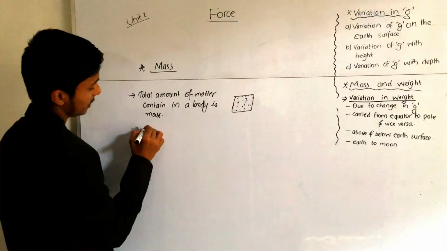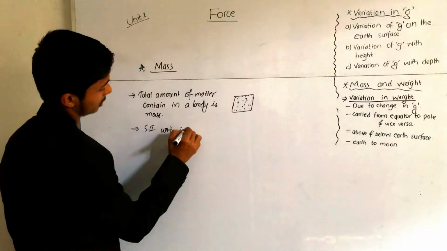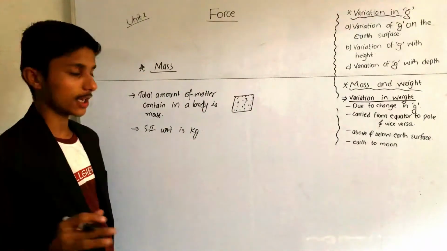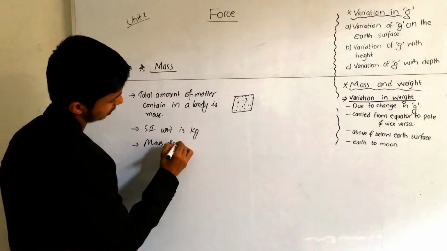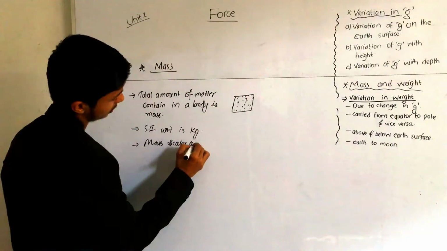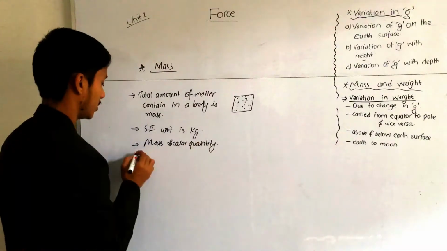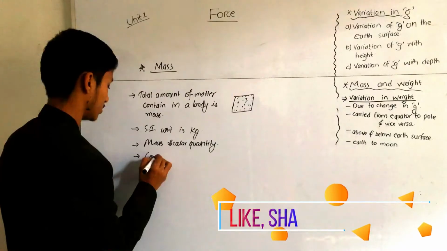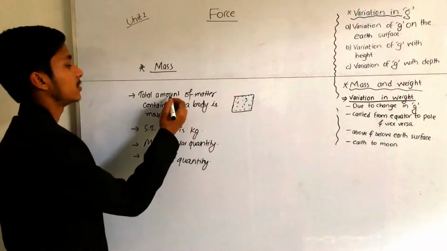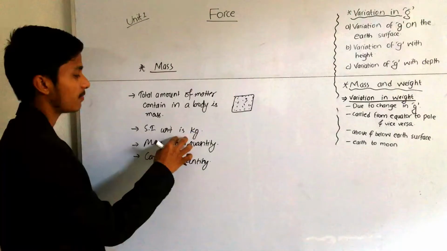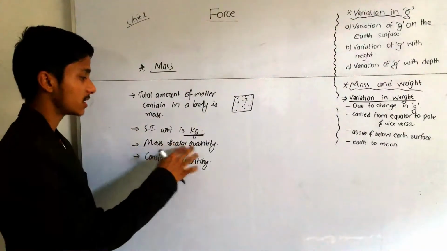Next, the SI unit is kg, it means kilogram. Mass is a scalar quantity, and here it is a constant quantity. Here about mass we are going to study. We have studied the definition of mass. The SI unit of mass is kg, kilogram, and mass is a scalar quantity.